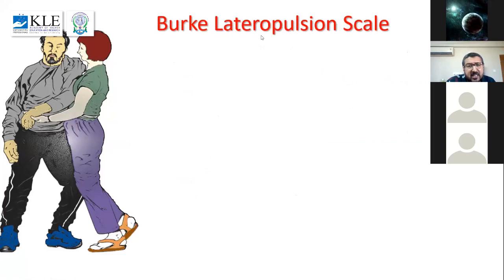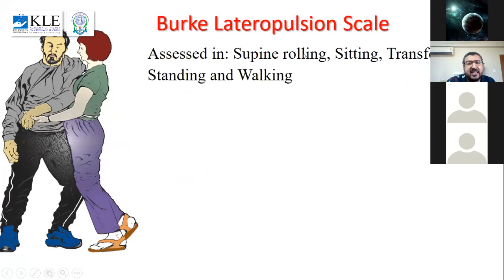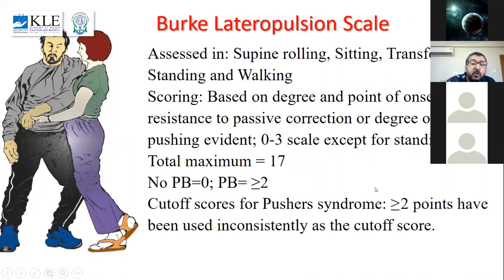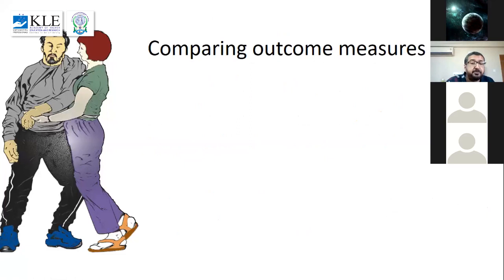And the Burke Lateropulsion Scale is also there. That is another one, which takes even the transitions, including ambulation, into account. It's a 17 max score with test items, of which one component goes up to 4. The remaining are all 3, so that's just 17. Again here, if the patient has no pushing behavior, it is 0. But if it is anything above or equal to 2, then yes, they might be having pushing, mild to moderate or severe.